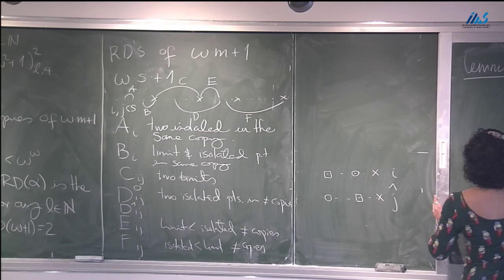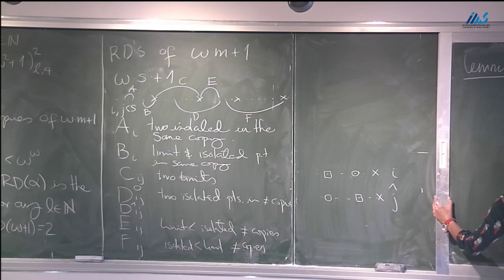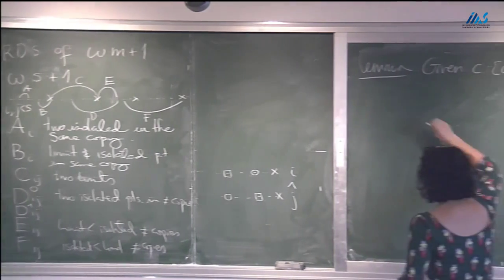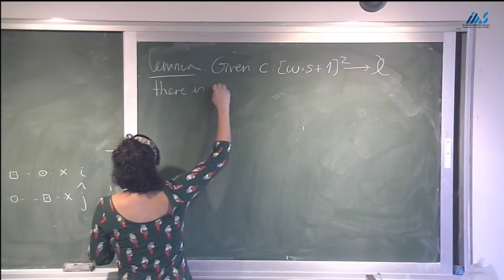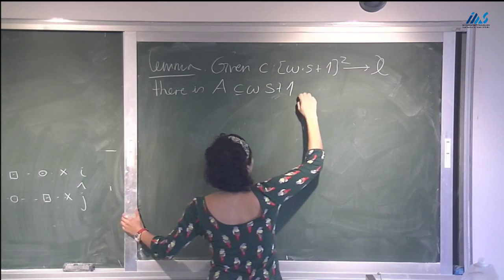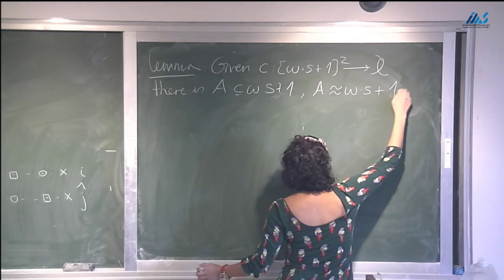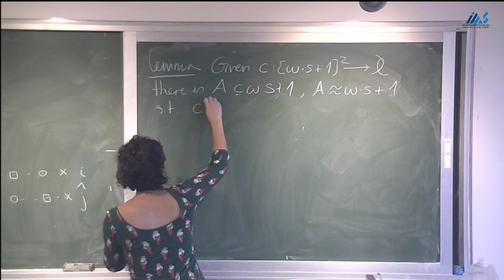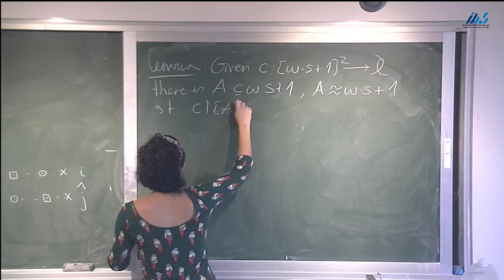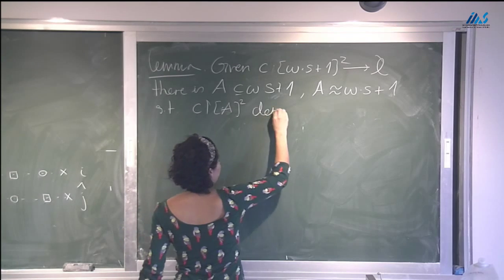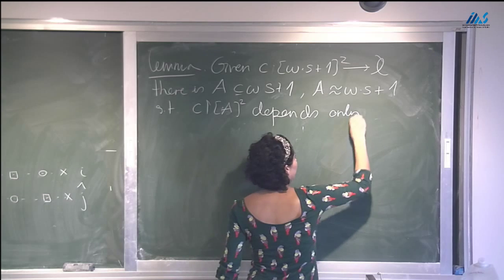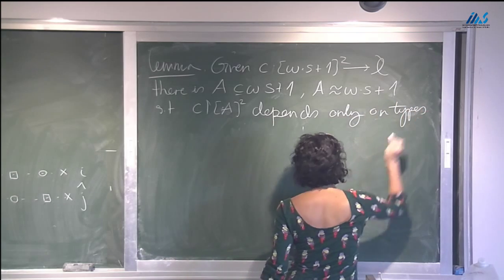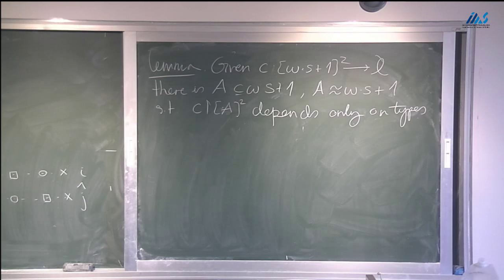So given a coloring of omega times s plus 1 into finitely many colors, we can find some A homeomorphic to omega times s plus 1, such that C restricted to the pairs of A depends only on types. Okay, so only on types, and by types I mean the refined list of types where you specify the copies of omega plus 1 that are involved.